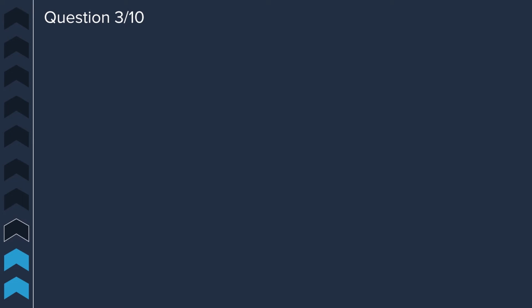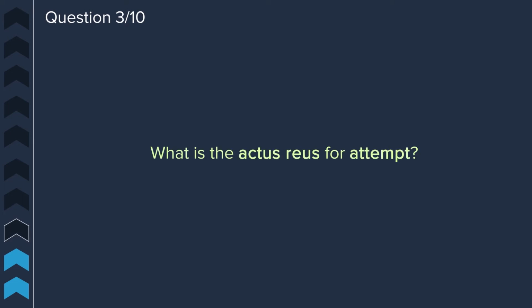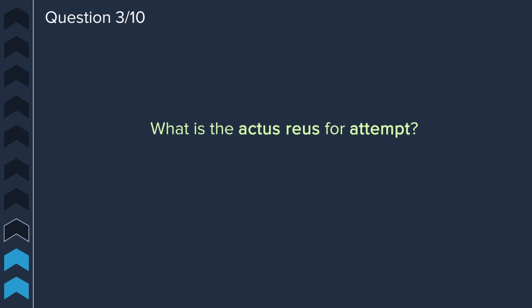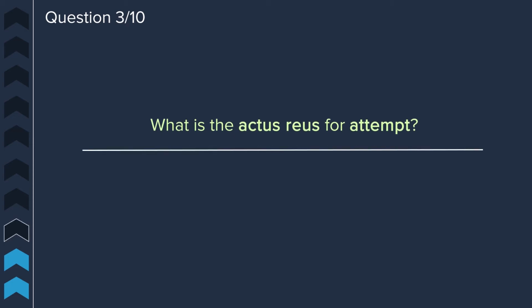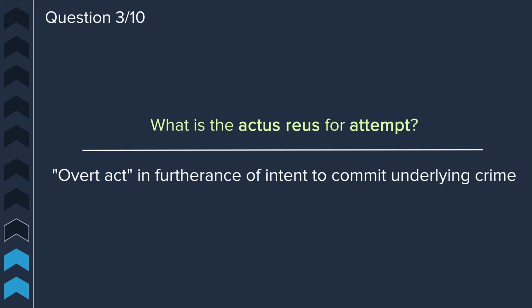Question 3. What is the actus reus for attempt? The actus reus for attempt is that the defendant must take some overt act in furtherance of the intent to commit the underlying crime.